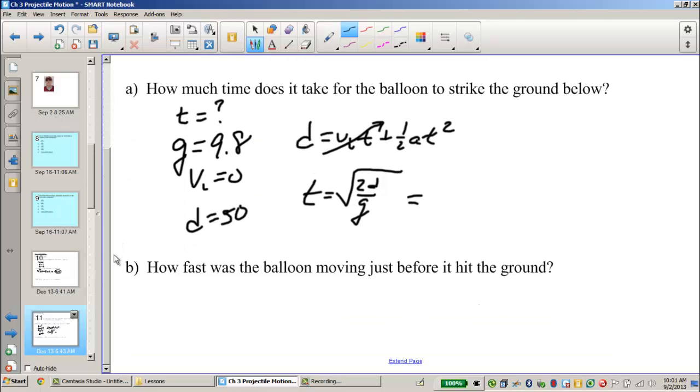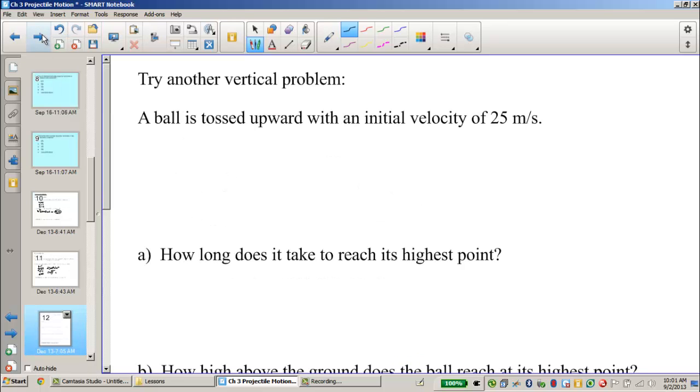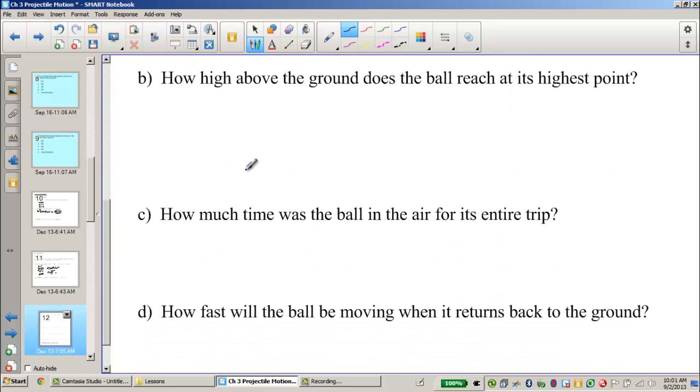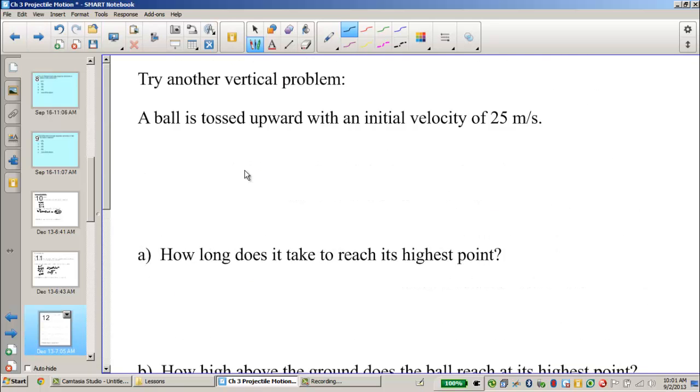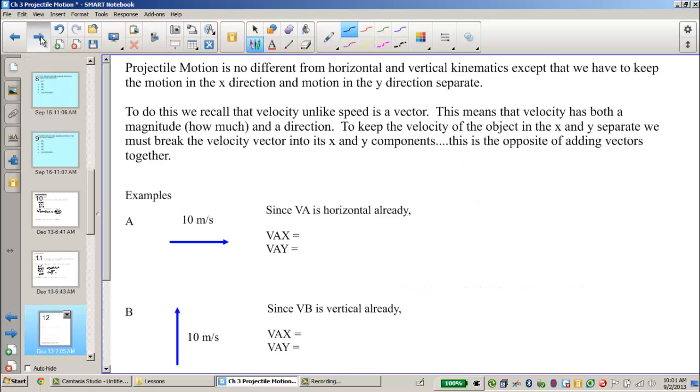And there are more parts of that question. Again, you can try that if you want to. If you found chapter 2 a good review, go ahead and do this. There's another vertical problem. I'm not going to bother doing it, but you can take a look at this at your leisure and try it out. It's all stuff we did in the last chapter.